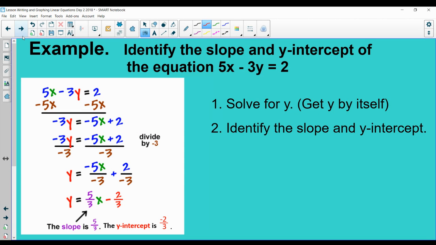Now, if you remember, sometimes it's written with the x and the y both on the left side. So we've got to solve to get the y by itself. The first step is you move the x to the other side. So this we had to subtract over. You write the x in front, and then you divide by the number that's in front of y, and you have to simplify it. So negative divided by negative gives you a +5/3, and 2 divided by -3 gives you a -2/3. So the slope is 5/3, and the y-intercept is -2/3.